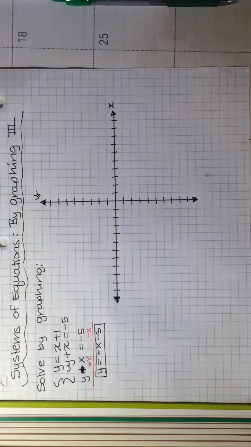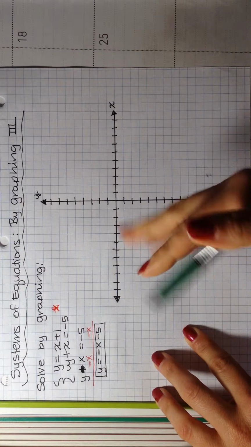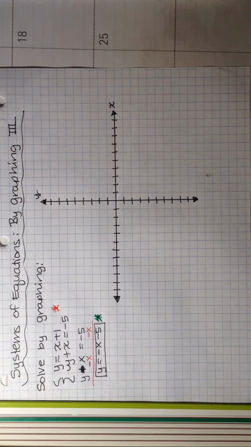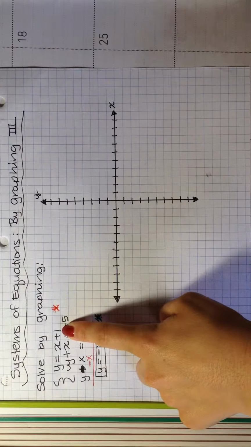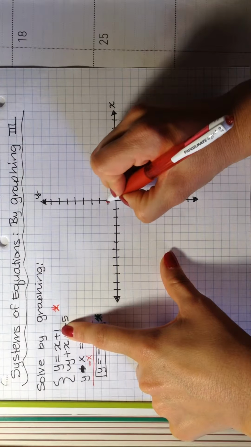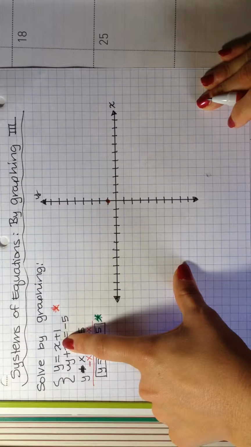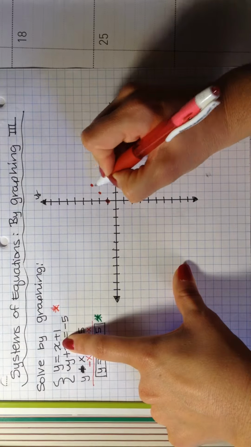And like before, I will make the first equation red and the second equation green. That way we can tell the difference between the two. Let's start with the first equation. So our y-intercept is going to be 1, so (0, 1). That's going to be right here. And our slope is 1, which means up 1, right 1, up 1, right 1, up 1, right 1.